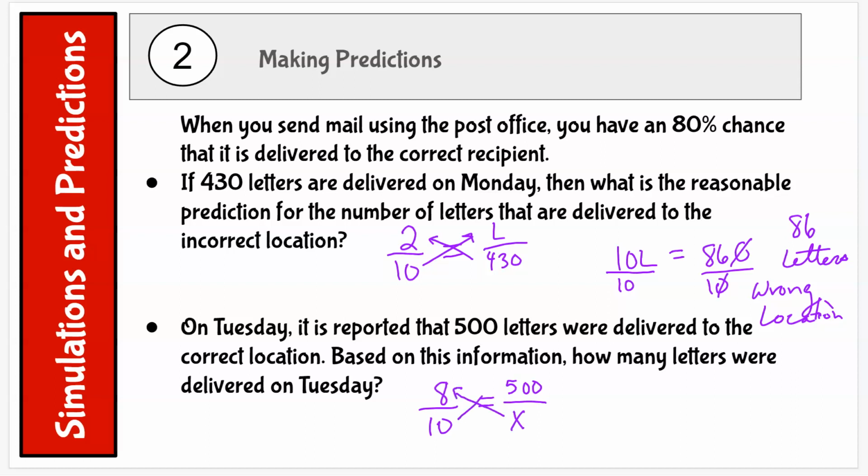But if we do the same thing, we cross multiply, and I get 5,000 is equal to 8x. It's okay that x is on the right. We're still going to just divide out that coefficient of 8. So we find out that there were a total of 625 letters delivered that day.